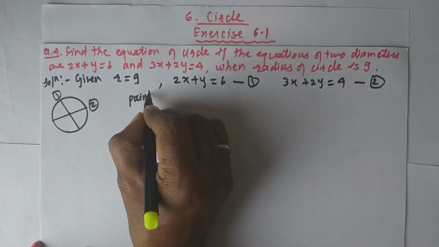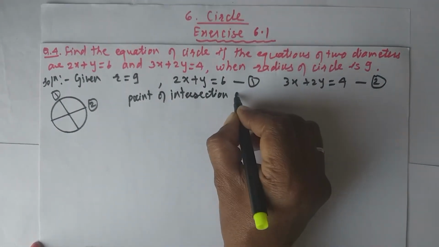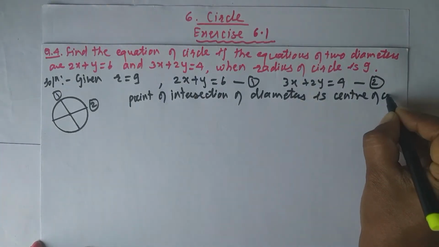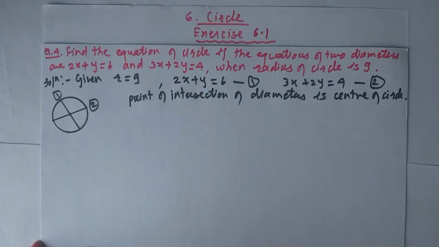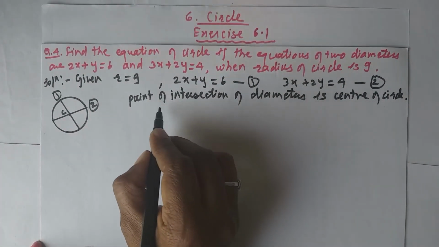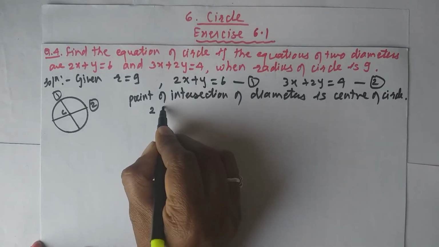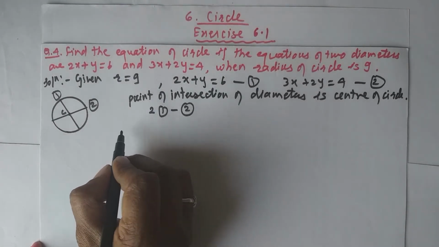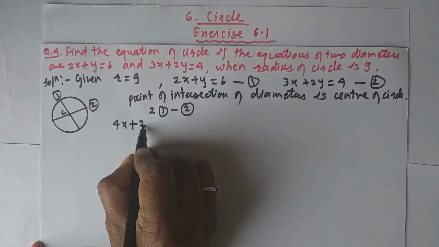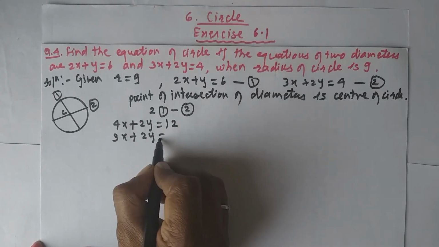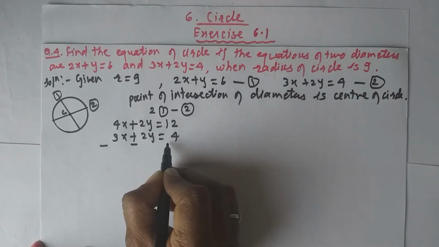Here you write down point of intersection of diameters is center of circle. Therefore, we will solve equation 1 and 2 and we will get value of x and y, and that value of x and y is nothing but center of circle. To solve these two equations, first we will multiply equation 1 by 2 and then we will subtract second from the first. Now multiply equation 1 by 2, then we will get 4x plus 2y is equal to 12. Now second equation is 3x plus 2y is equal to 4. We are subtracting second equation from first.